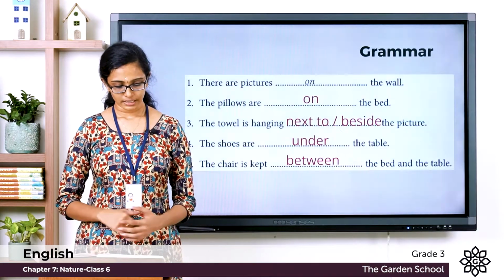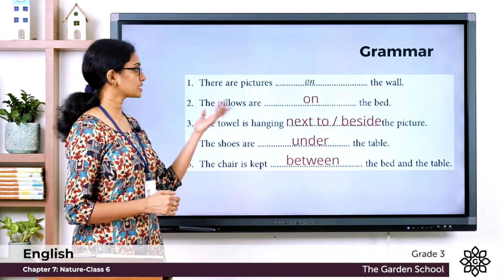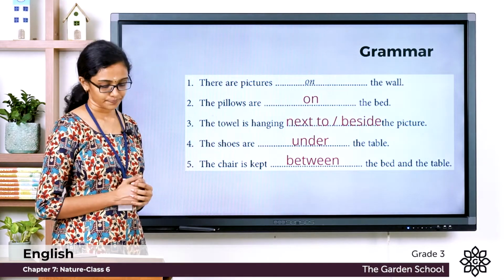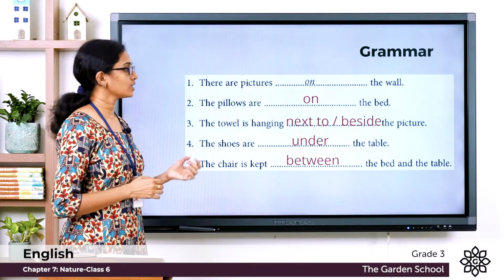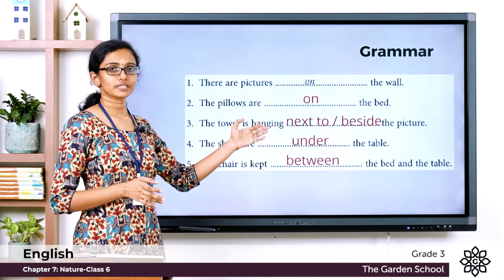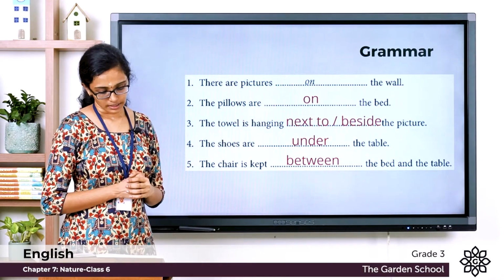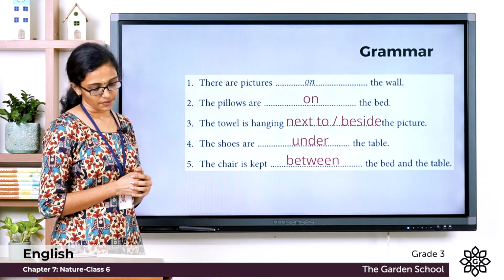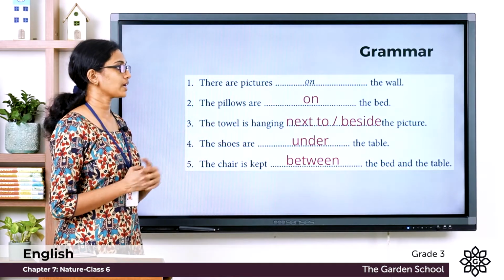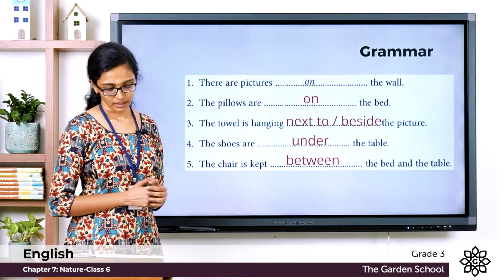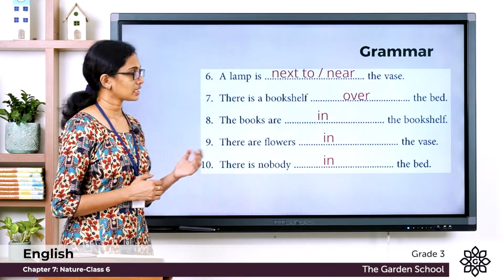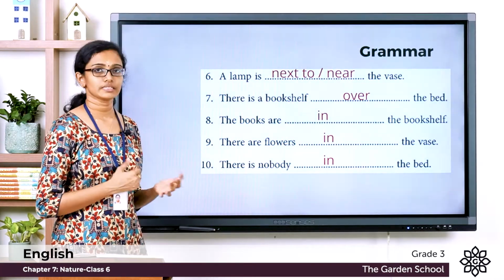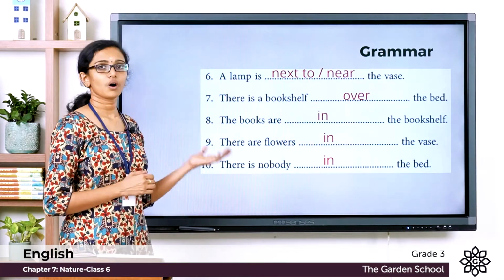So the first one, there are pictures on the wall. The first one is given there itself. Let's see the second one. The pillows are on the bed. The third one, the towel is hanging. You can write either next to or beside or near the picture. Now, the fourth one, the shoes are under the table. Now, fifth one, the chair is kept between the bed and the table. And let's see the sixth one, a lamp is next to or near the vase. You can write either of them. The seventh one, there is a bookshelf over the bed.